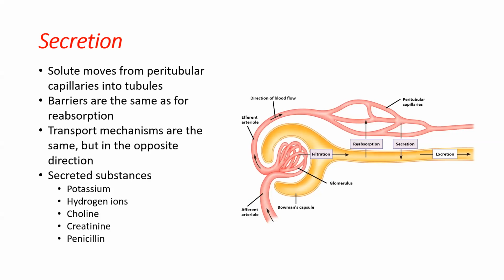Some of the substances that are secreted are potassium. So this is how the body gets rid of excess potassium. Hydrogen ions, this is how the body balances its acid-base balance, right? By getting rid of hydrogen ions via secretion. Choline, creatinine, which are some breakdown products, and then penicillin and other medications that we may be taking can also be secreted. And this is how the body clears these types of substances.